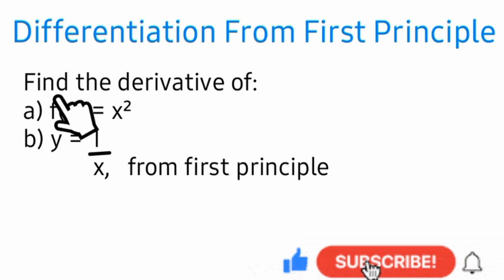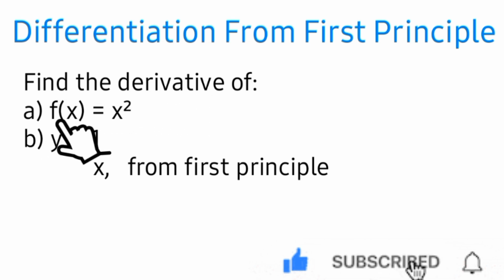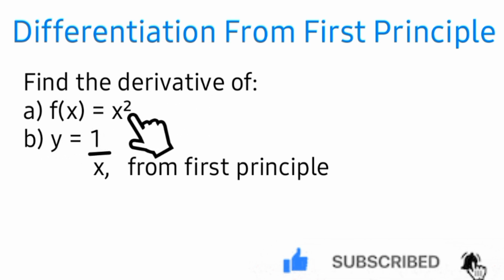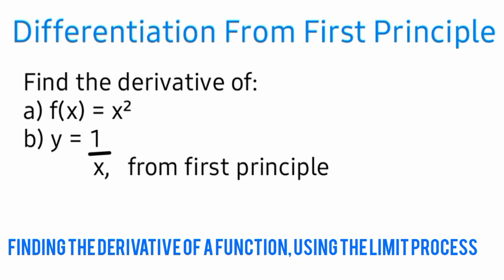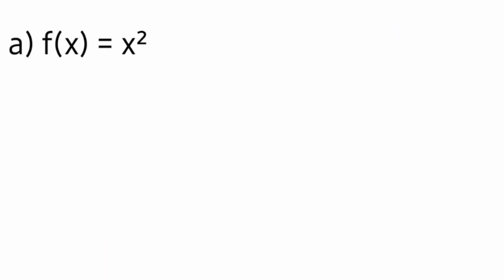We may be asked to find the derivative of a, f of x equal x squared, b, y equal 1 over x from first principle. Differentiation from first principle involves finding the derivative of a function using the limit process. Now we'll look at the steps involved. Now let's look at the step-by-step solution in differentiating x squared from the first principle.